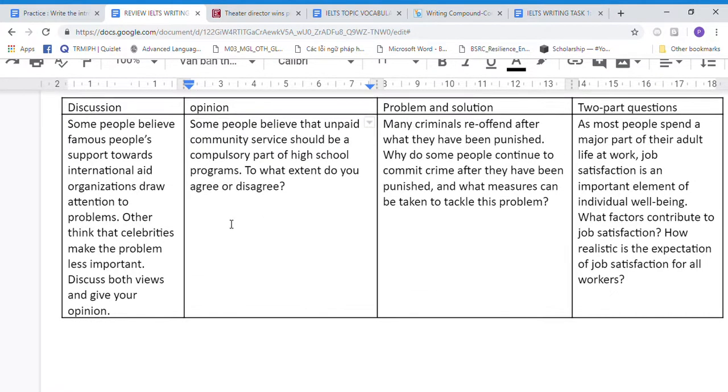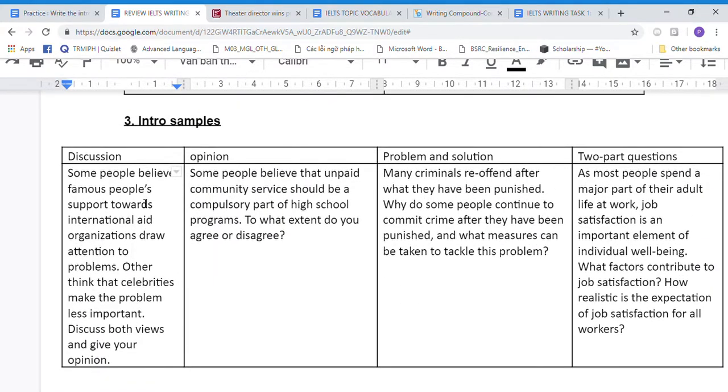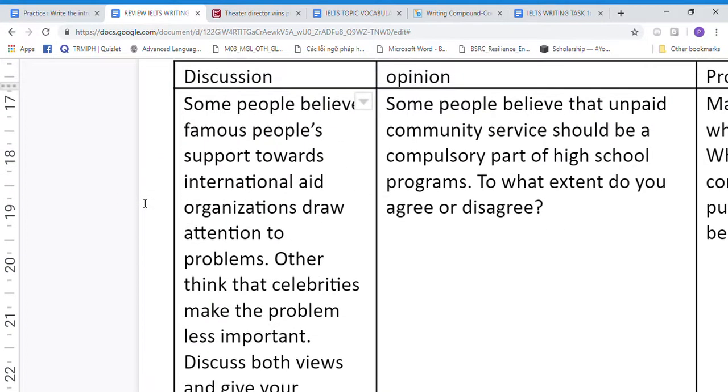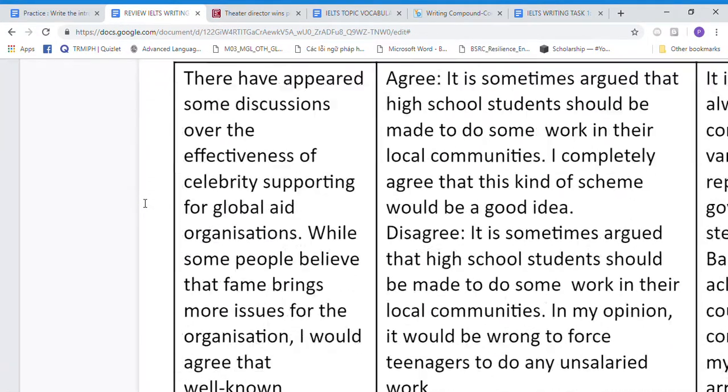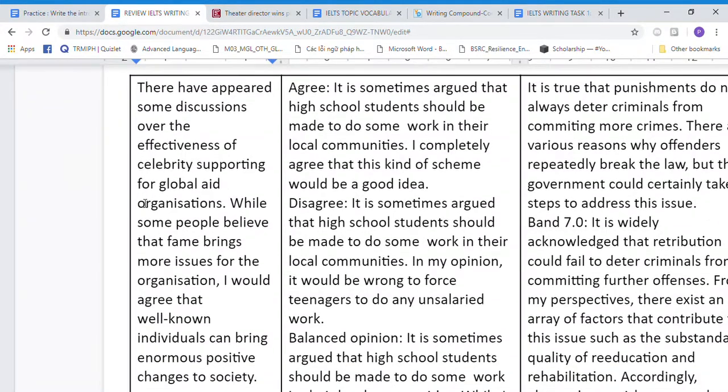Trước tiên nhìn vào cái đề này. Some people believe famous people support towards international aid organizations draw attention to problems. Bây giờ mình biết cách rồi đúng không? Tụi có 2 cách. Trước tiên thì mình cùng nhìn cái dạng đầu tiên, câu hỏi này thì chị đang viết ra như thế này. There have appeared some discussions over the effectiveness of celebrity supporting for global aid organizations.